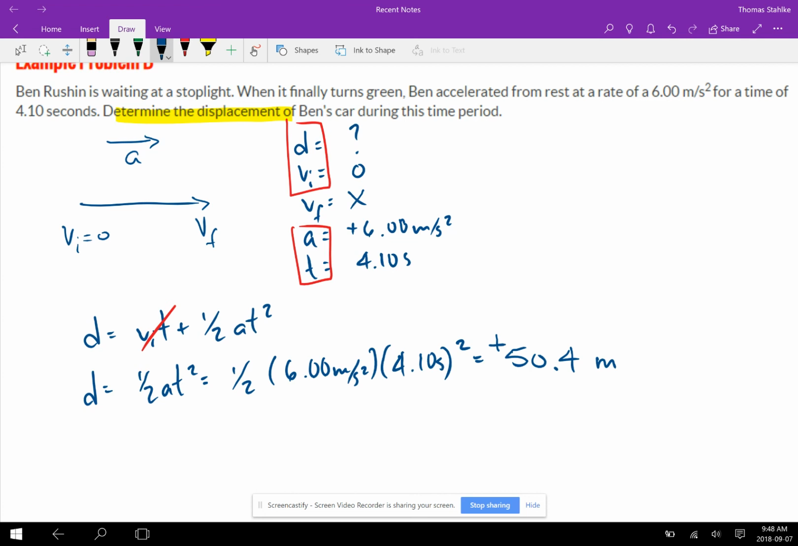So those are two examples of how we go through the process of solving kinematics problems with accelerated motion. Hope this helps.